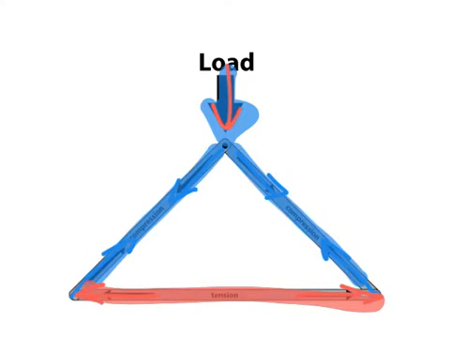Unlike a beam, where you can have both tension and compression happening in the beam, in a truss each piece of wood is either totally in compression or totally in tension.